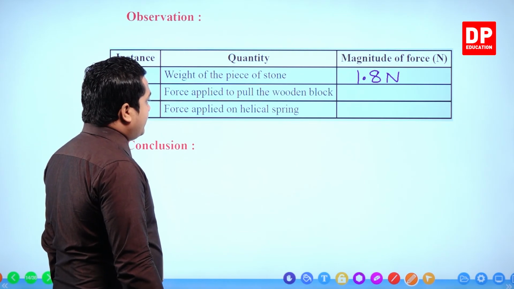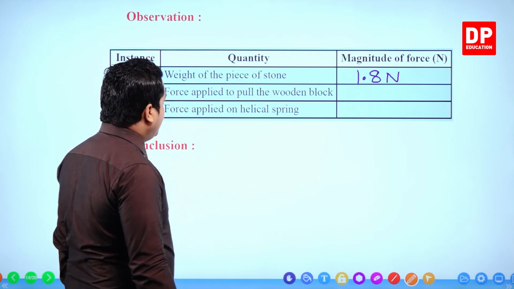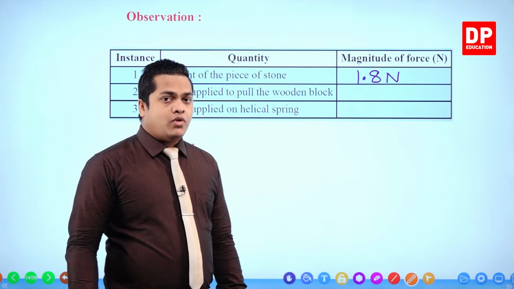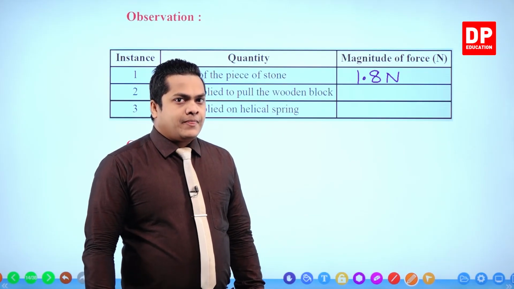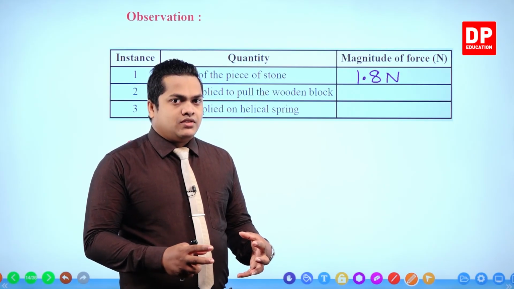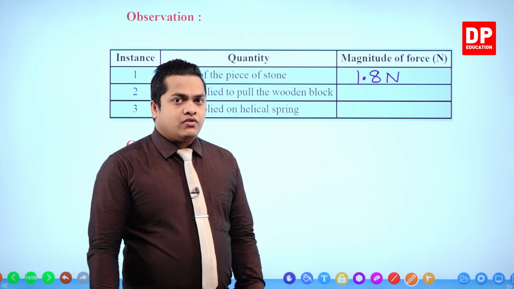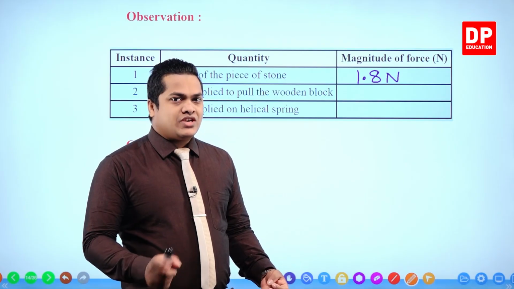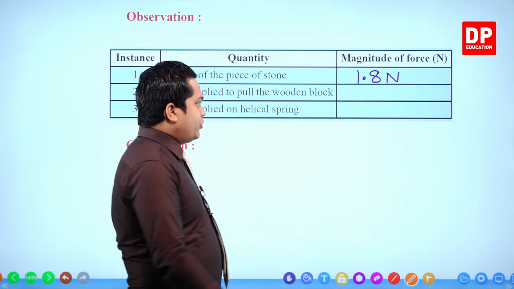Force applied to pull the wooden block. The force which I have applied to pull the wooden block was around 2 Newton. Actually, it's somewhat greater than 2 Newton, right? At 2 Newton, it was just starting to move. The wooden block just started to move under 2 Newton of force. So to pull the wooden block, the minimum force which I have applied is 2 Newton. So we'll write down that value.